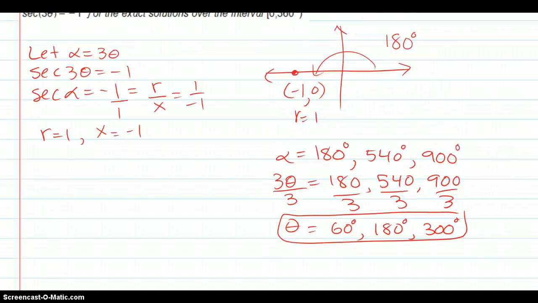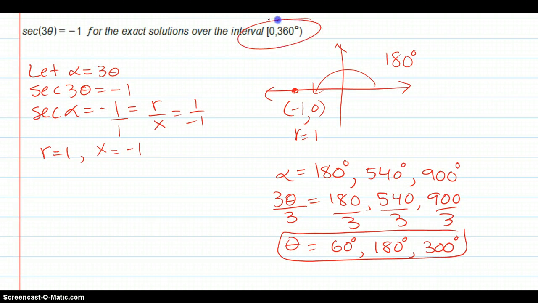So that's actually the answer, because that's what they asked for, over the interval from 0 to 360 degrees. If we did the next one, it would probably be larger than 360. You can try it. That would be, just so you can see, 1260. And divide that by 3, you get 420. And 420 is larger than 360. So that's why you do not use those.